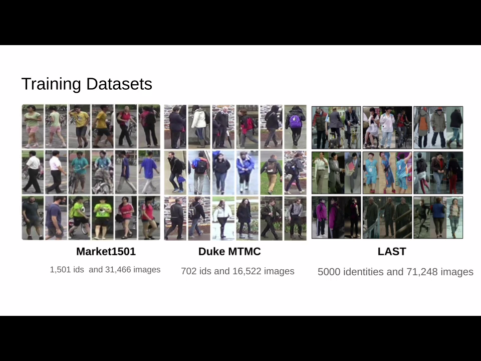And the last dataset is made from movies, so it doesn't have camera angles as such, but it is a huge dataset, and people of the same ID even change clothes and appearance. So it is a hard dataset to train on. It is not easy to train on the last dataset.